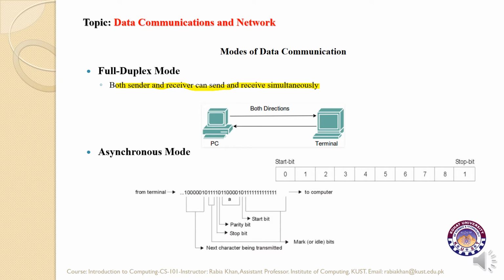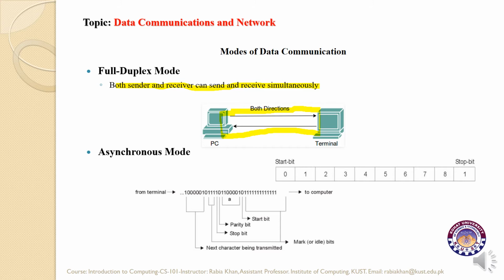Either the link must contain two physically separate transmission paths, one for sending and the other for receiving. Here, as you can see, either the channel consists of two communicating paths, one for sending and one for receiving, or the capacity is divided among the signals traveling in both directions, or there is a single path and the capacity of that path is divided between the sending and receiving ends.